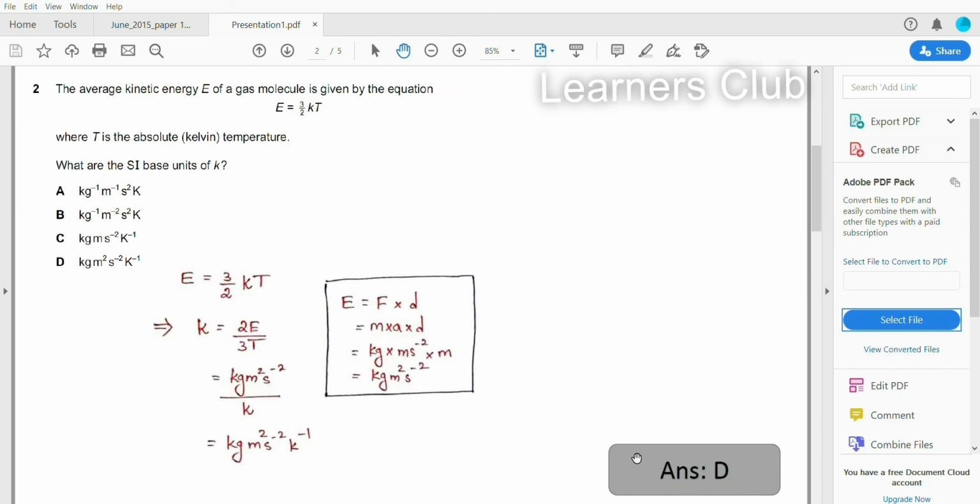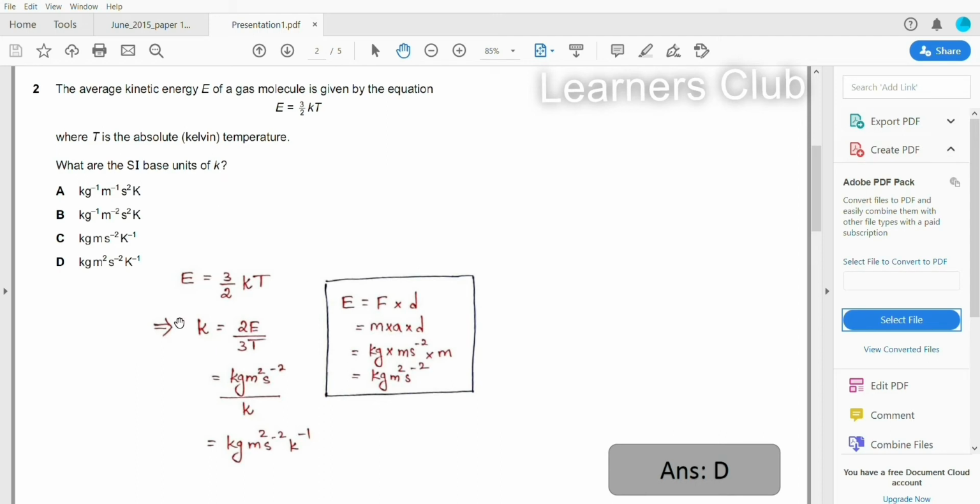Question number 2. The average kinetic energy E of a gas molecule is given by the equation E is equal to 3 by 2 kT, where T is an absolute Kelvin temperature. What is the SI base unit of k? So in this question, you have been given an equation. You need to find the SI base unit of k.